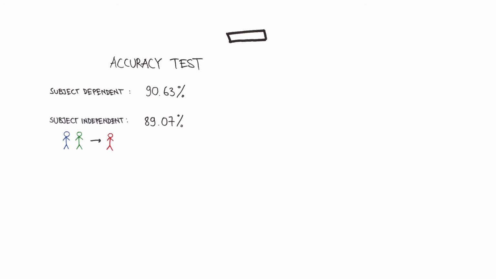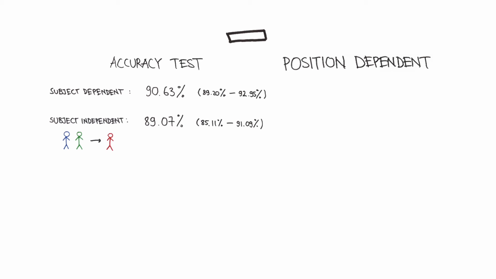However, the problem is in the range of accuracy. For subject-independent test, the range is 85.11% to 91.09%, which means the result fluctuates quite a lot. The algorithm is also position-dependent. The system is tested only for pen's front pockets.